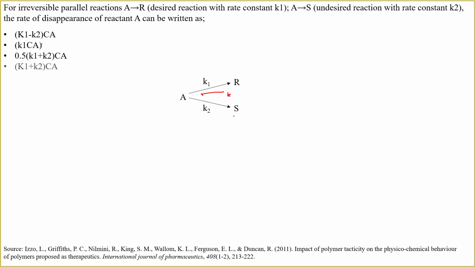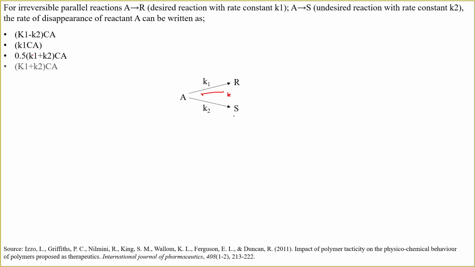Then in the next one we have K1 multiplied by C. This is not true. Why? Because this is only taking into account A forming R, as it only has the value of K1 inside. So that is incorrect. Next is 0.5 multiplied by K1 plus K2, multiplied by C.